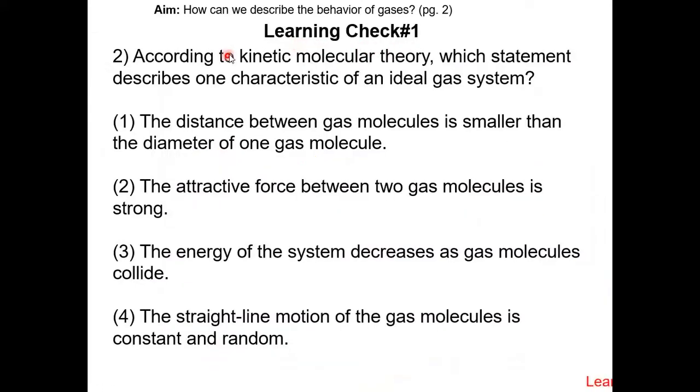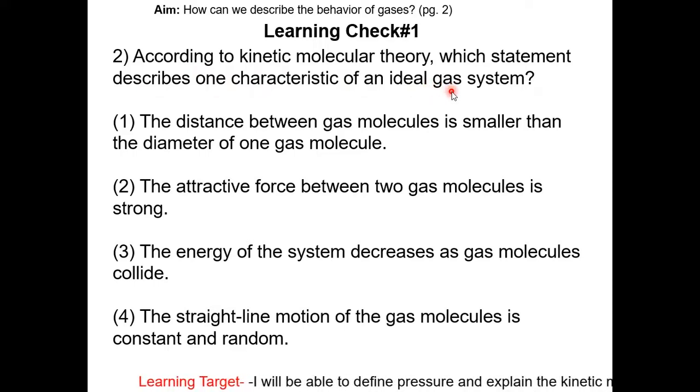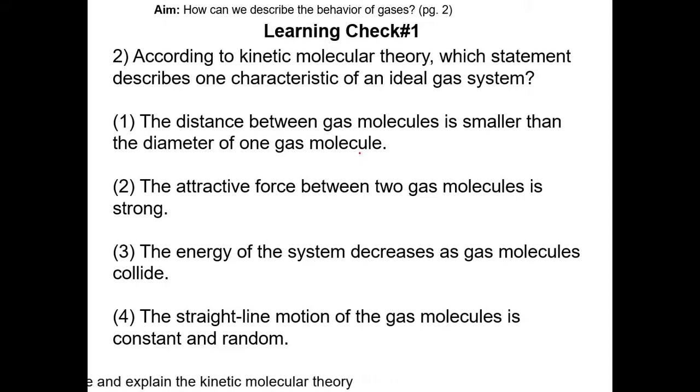Learning check number 1. According to the kinetic molecular theory, which statement describes one characteristic of an ideal gas system? Pause the video and resume as completed. So let's look at each choice. The distance between gas molecules is smaller than the diameter of one gas molecule. So the gas molecules are far apart, so choice 1 is wrong.